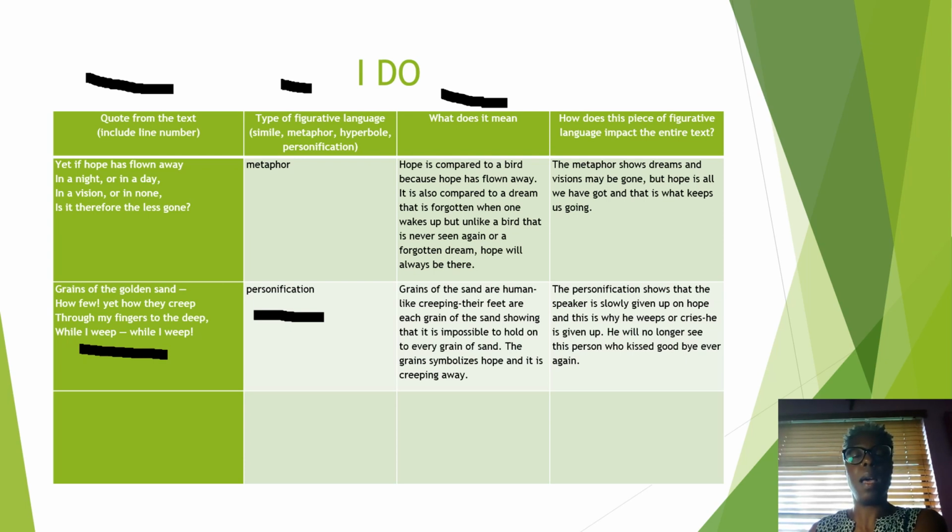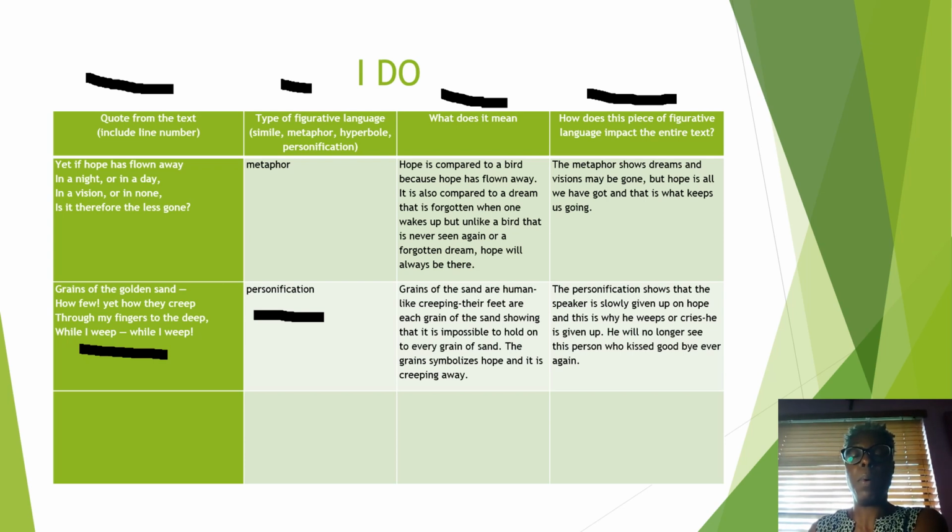Here I say, grains of the sand are human-like, creeping. Their feet are each grain of the sand, showing that it is impossible to hold on to every grain of sand. The grain symbolizes hope, and it is creeping away. And then in the final column, how does this piece of figurative language impact the entire text? Well, the personification shows that the speaker is slowly giving up on hope, and this is why he weeps or cries. He has given up. He will no longer see this person who he had kissed goodbye in the first stanza.